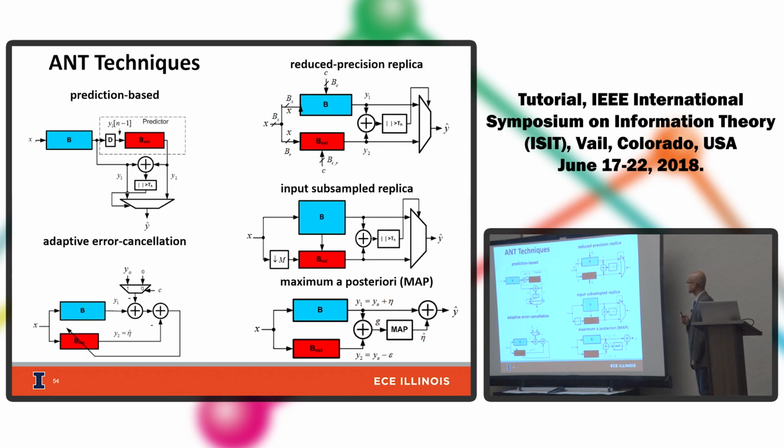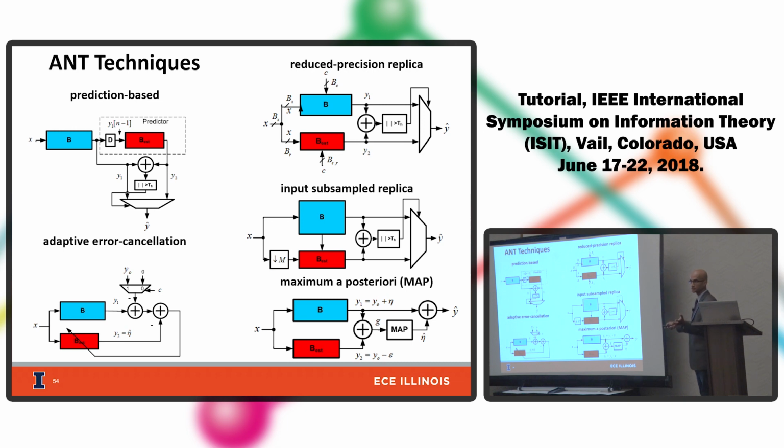A number of techniques were proposed: prediction-based, reduced precision replica. In all of these, the only thing that changes is the manner in which we are generating the estimated output, the estimator output. In the prediction-based technique, we take the output of the main block, and we rely on the temporal correlation in the output to predict the estimator output, right? But the detector remains the same.